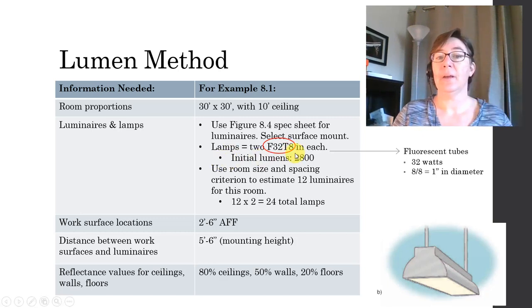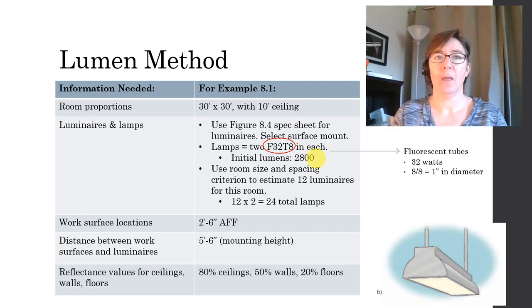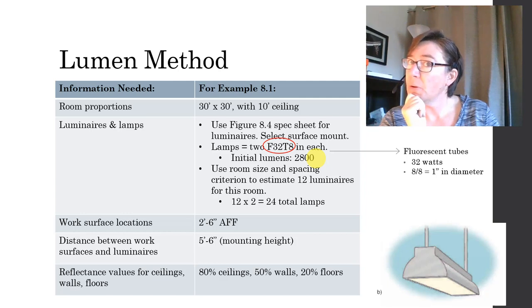If you take a look at a catalog of a common fluorescent tube manufacturer, you can find that the initial lumens produced by this lamp is 2800. Why is it initial lumens?